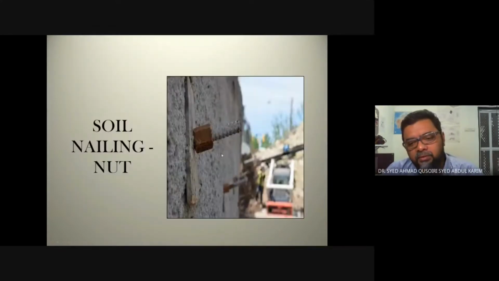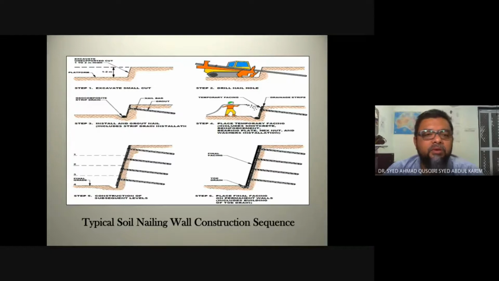So this is the soil nailing nut or the ground anchor. This is the process. So they would excavate a small cut to create a face, and they will start putting the geocomposite strip drain, then start drilling to put in the nail bar. Once they have tied up the nail bar, they will pump in the grout.